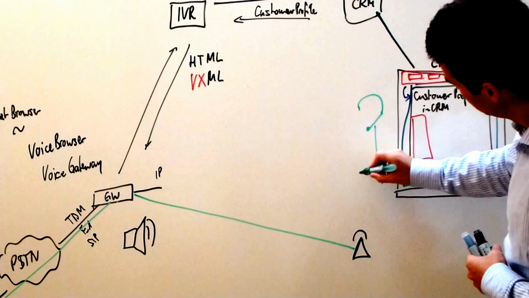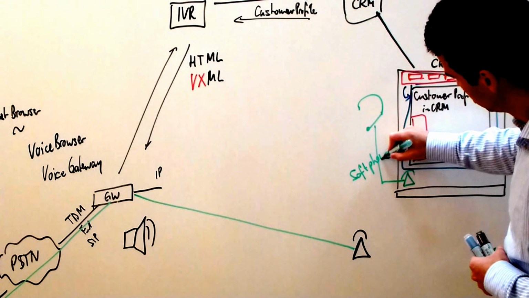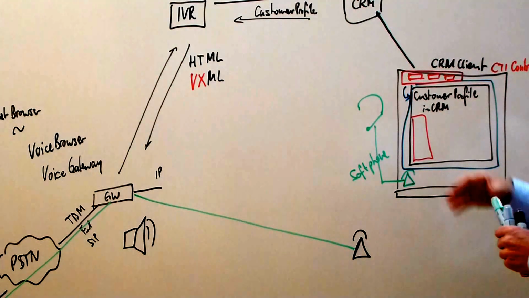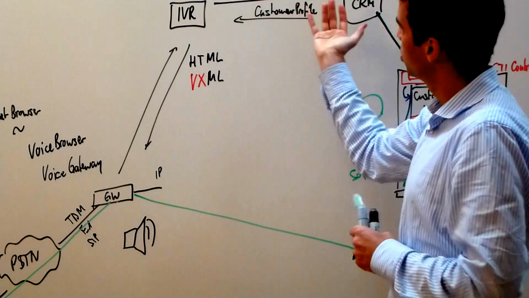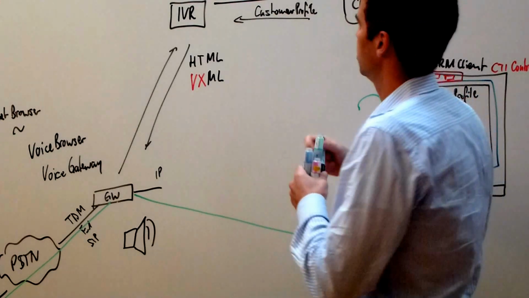So just to differentiate, this is a soft phone, and this here is a CTI control. That's not the same thing. And this here is also not what we label CTI. I mean, this is what we call back office integration.